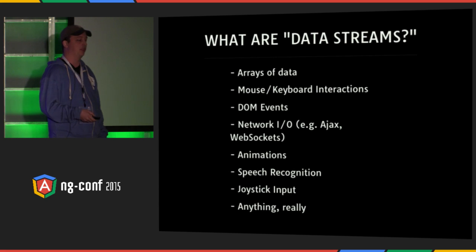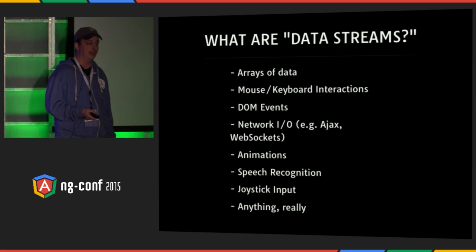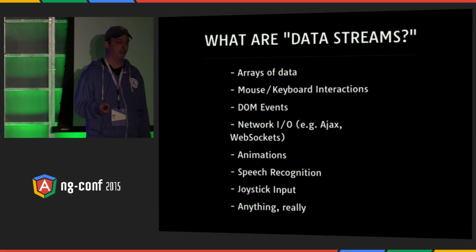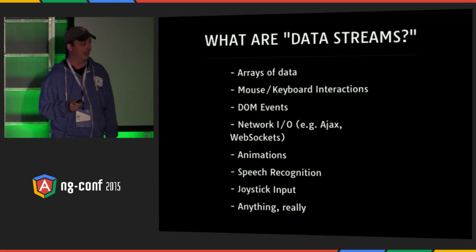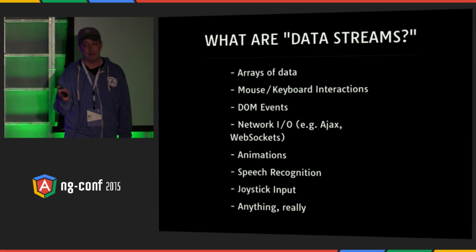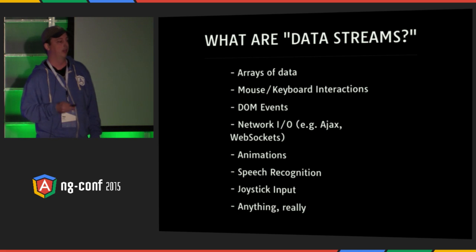So what are data streams? I already mentioned some of this. There could be an array of data. It could be mouse and keyboard events, DOM events, network I/O, animation, speech recognition, joystick input, really anything at all that you could start listening to, get nothing or something from, and then stop listening to could be represented as an observable.